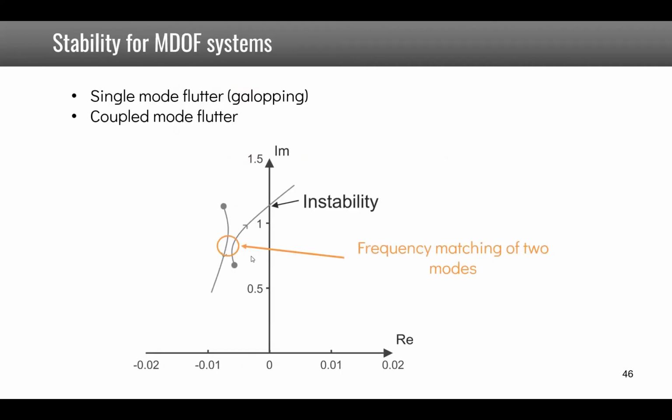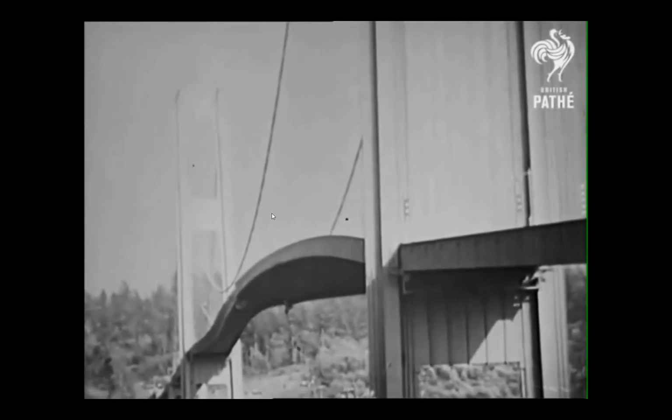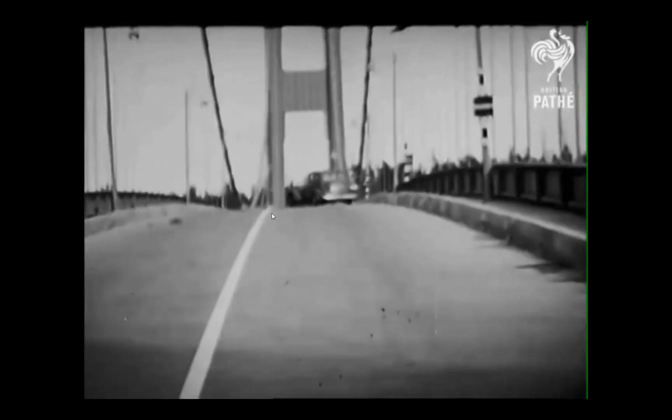Another type of flutter can happen, which is called coupled mode flutter. We're not going into the quite complex mathematics, but graphically you see here that if you initially have two poles, when the wind or the flow velocity increases, they tend to come close together, and this one pushes this one to the right and leads to some instability. A very famous example of this coupled mode flutter is the Tacoma Narrows Bridge, which collapsed due to this flutter.